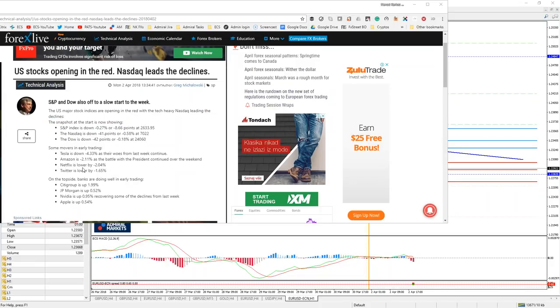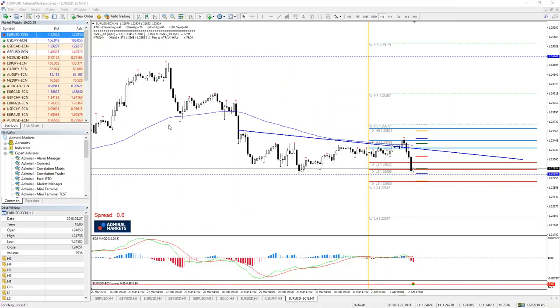Amazon, Netflix, Twitter, Tesla, everything was dropping. Some banks were doing well because US banks are not on holiday today. That's also surprising a little bit to me, because I was thinking that banks should also be on holiday on Monday, but US banks are not on holiday, definitely. So yeah, that was the reason for this drop, guys, and this is completely out of sync.